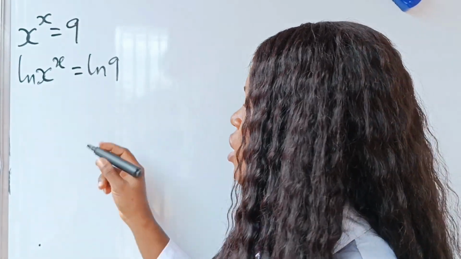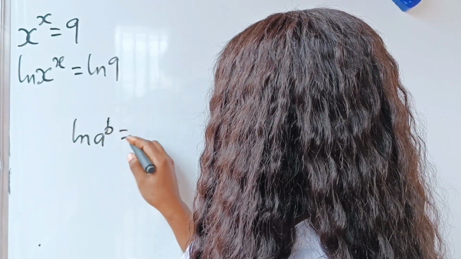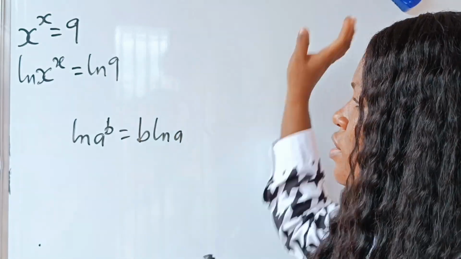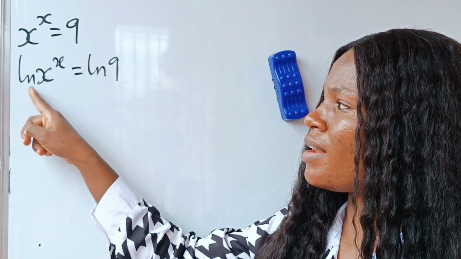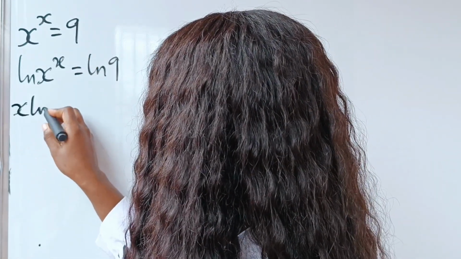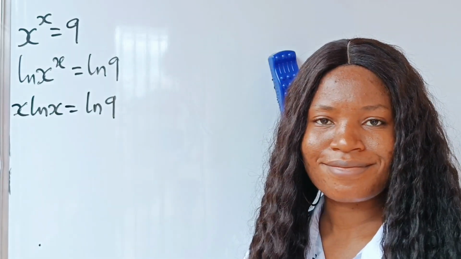Now recall that ln a to the power of b is equal to b multiplied by ln a, right? So that simply means that we can bring down this x to multiply our ln x. So we are going to have x ln x is equal to ln 9.